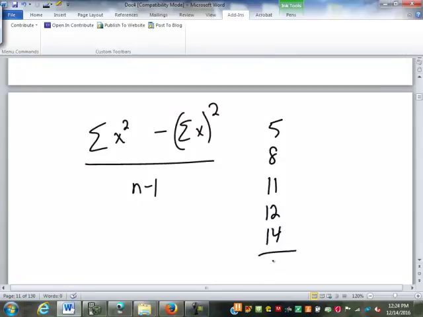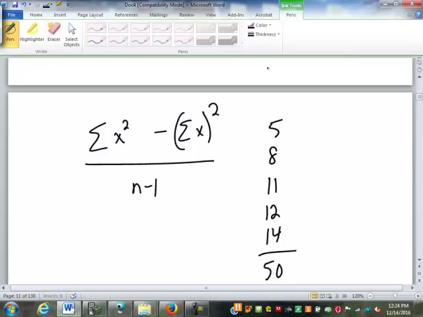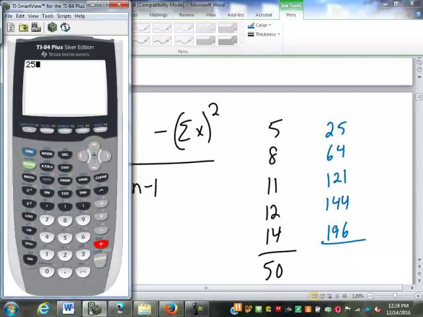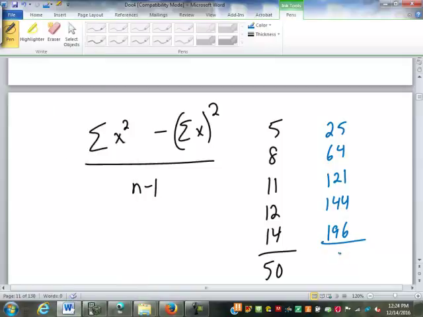The sum there is 50, if we add those up. If we square each of those, that's 25, 64, 121, 144, 196. What if we would add those up? What do we get? I'm going to just punch them in. We have a sum of 550.